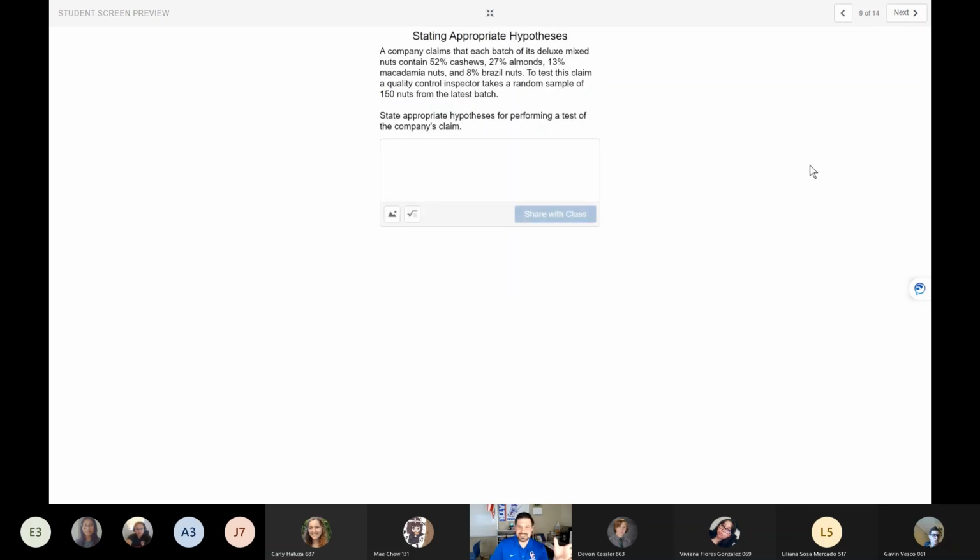All right, using the same context, and we'll use the same context for the next few problems, we want to state appropriate hypotheses for performing a test of the company's claim. You may want to refer back to the 6th screen in this set of slides to look at the two rough examples on how to write the null and alternative hypothesis for this claim. For this one, we'll give you a few minutes, and then again, we'll discuss it.